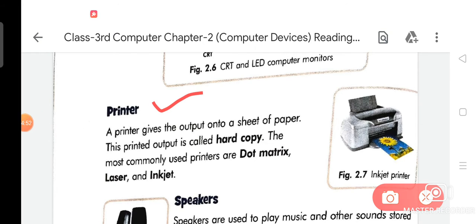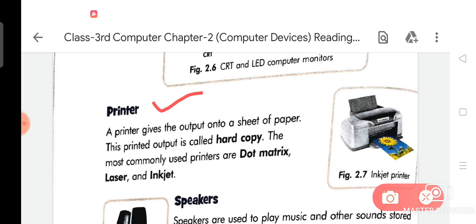As you can see, I have some important points for you about your printer. A printer is used to print a copy of the information stored in a computer on a sheet of paper. It can print both text and pictures. This printed copy is called a printout or a hard copy.